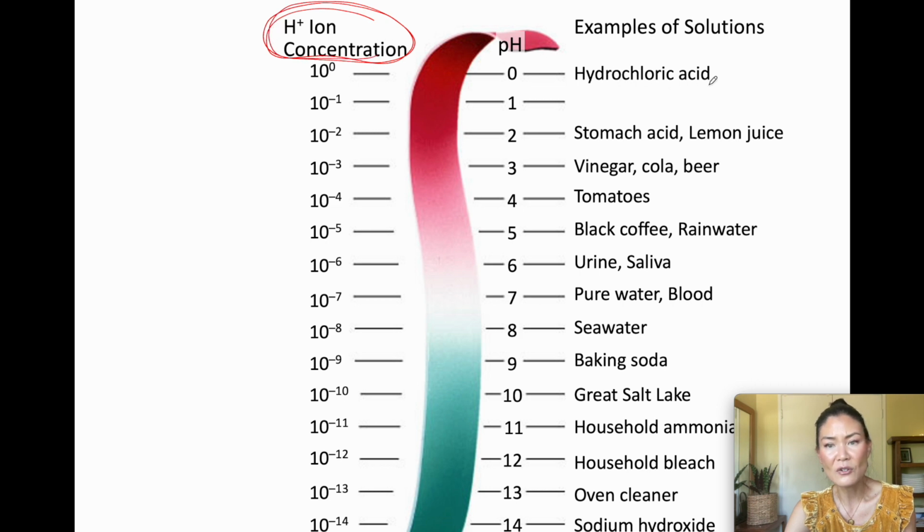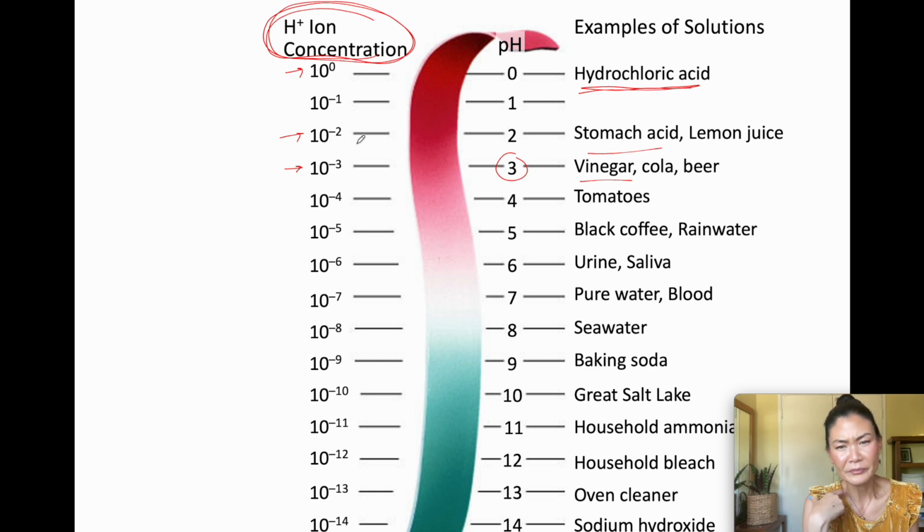Hydrochloric acid is a very strong acid, okay? It has the highest H plus concentration. Whereas stomach acid is pretty strong as well. It has a pH of 2. It has 10 to the minus 2. Vinegar has 10 to the minus 3, therefore a pH of 3. So notice this, okay? The pH is like the inverse log of the concentration. So stomach acid has a pH of 2 because the concentration is 10 to the minus 2.